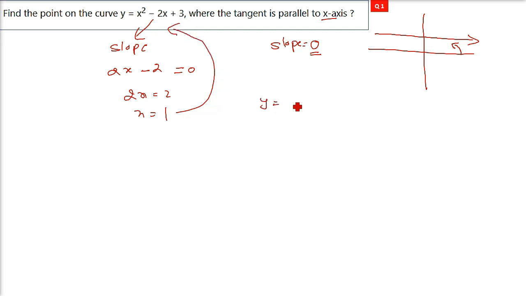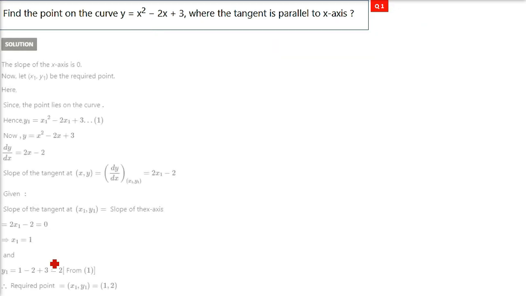So we put it here. y will be equal to 1 square minus 2 into 1. I'm just placing this x in the original equation in order to find out the y. y will be minus 1. So the point is 1 comma minus 1. Now this is the reference solution for you if you want to pursue it yourself.